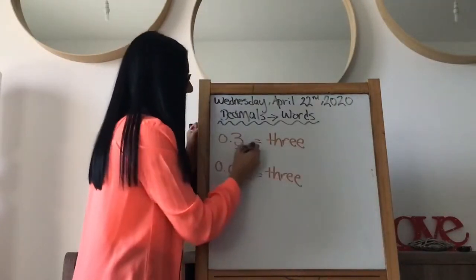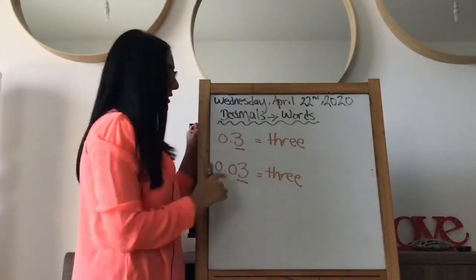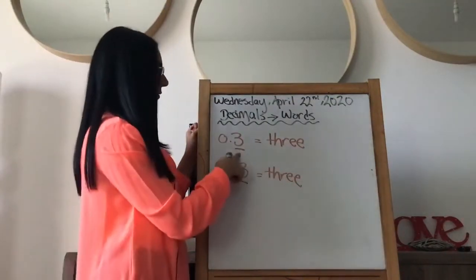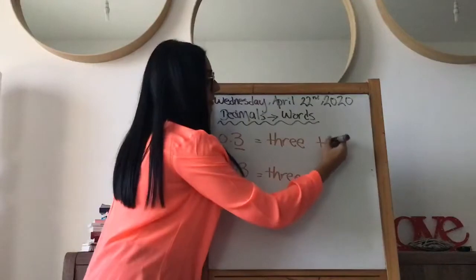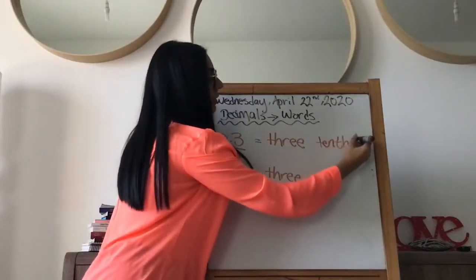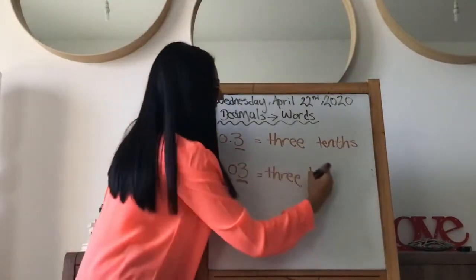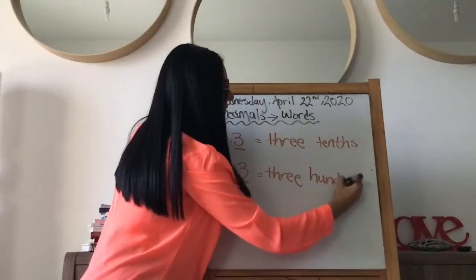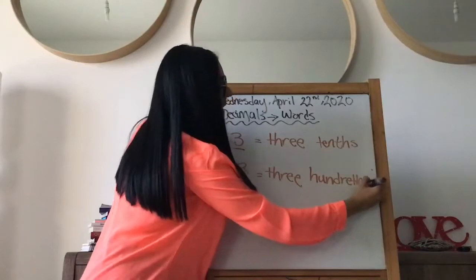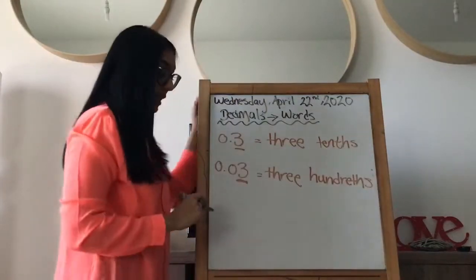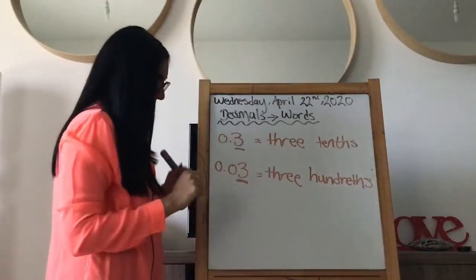But what place values are the last digits in? So this one is 3 what? What's the place value of this digit? Tenths. And then what's the place value of this 3? Hundredths, right? So even though the numbers themselves are the same, the ending or the place values are different. So be careful. That's why, again, you need to know your place values.